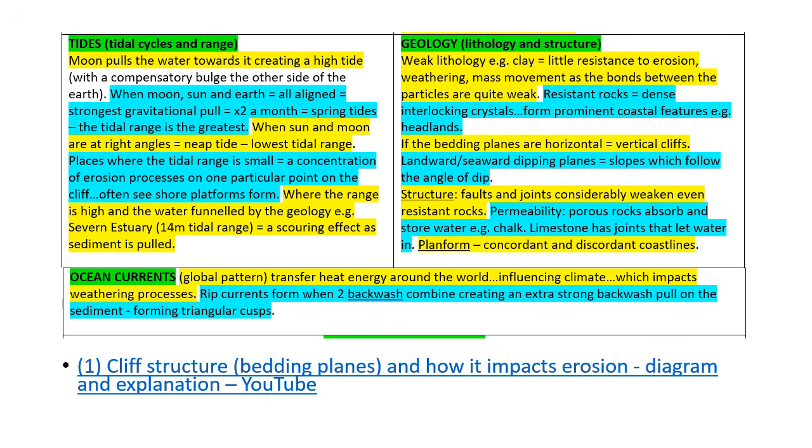This is bird's eye view. And we know concordant coastlines is where the same rock type runs all the way along the coast. Discordant coastlines is where you've got alternating bands of different rocks running along the coastline.